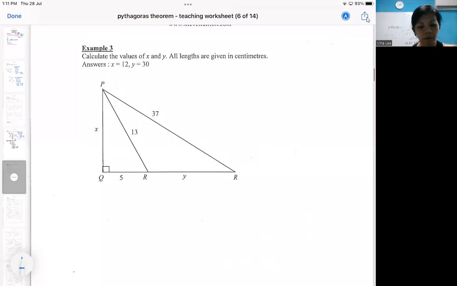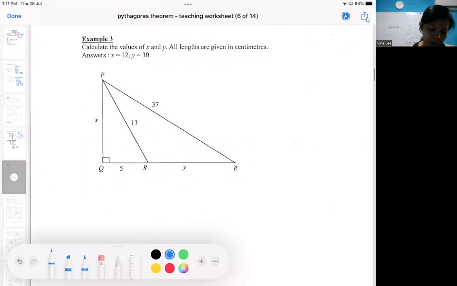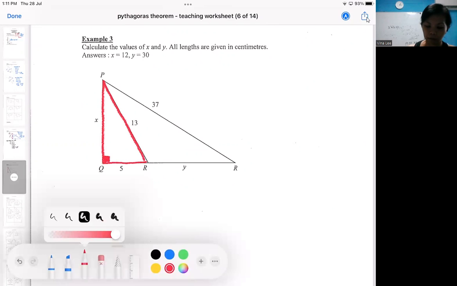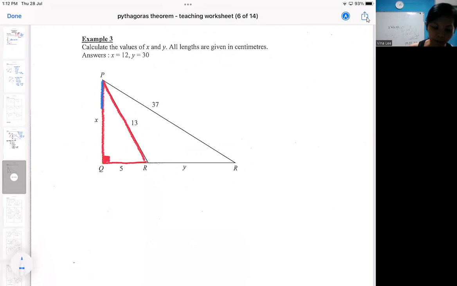In this example, there are two right angle triangles, but these two triangles are overlapping. So that means you will see a small right angle triangle. That means they share the same 90 degree. So there is a small one here. I also got another big one.